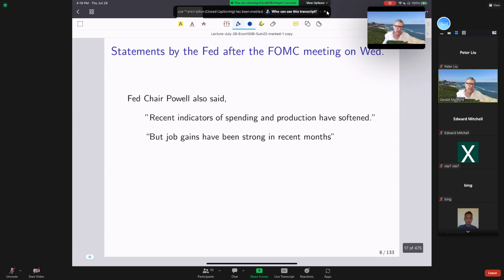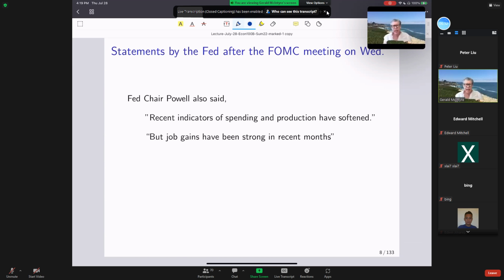Okay. Next, he also says, however, that job gains have been strong in recent months. Okay, that means the unemployment rate has been low and falling and stable, and employment has been rising. That indicates a strong economy, right?